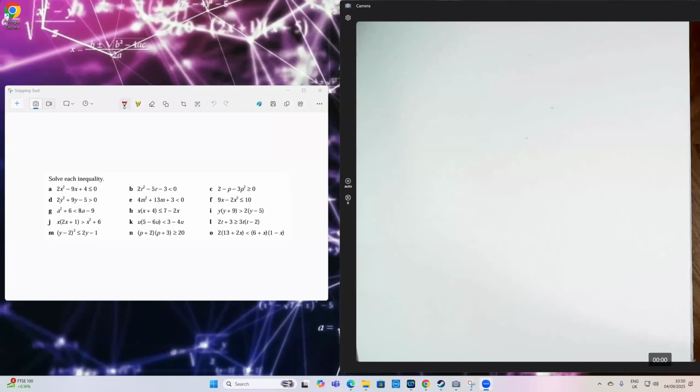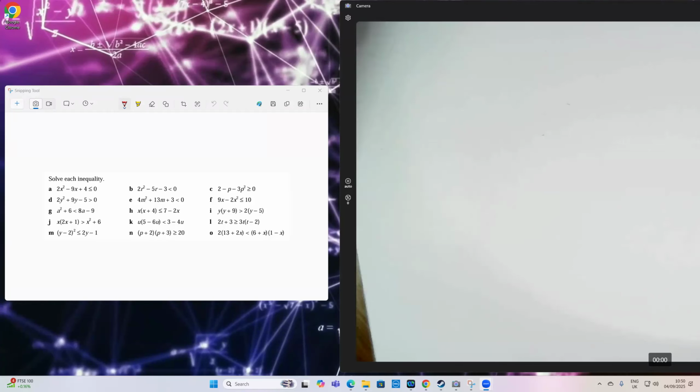Hello everyone, and in this video we're going to be solving quadratic inequalities, and these are quite tricky ones. So these are the kind of ones that would appear towards the end of a GCSE paper, maybe two or three questions in from the end, and you would also be required to know how to do this for A level. So let's have a look at the first one.